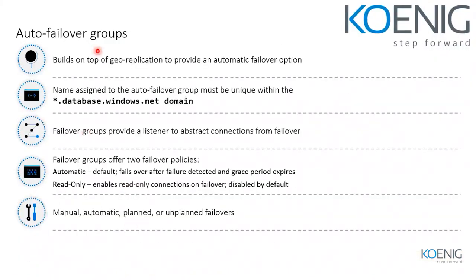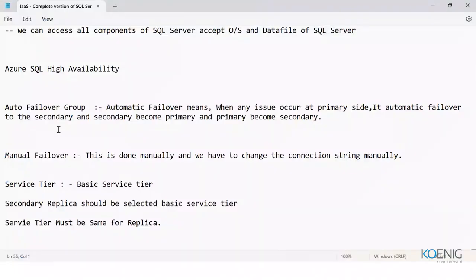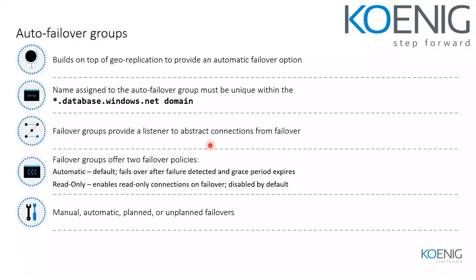Now, auto failover group. Automatic failover means when any issue occurs at the primary side, it automatically fails over to the secondary, and the secondary becomes primary and primary becomes secondary. So it is automatically done by the Azure portal, built on top of the geo replication to provide an automatic failover option. So it is recommended to create an auto failover group. I will be giving you a demonstration of where we can create the auto failover group.